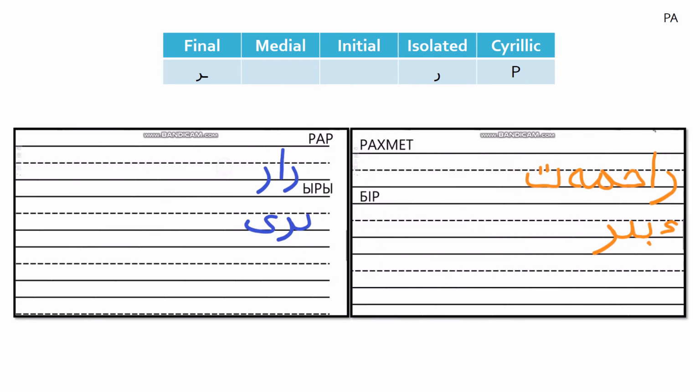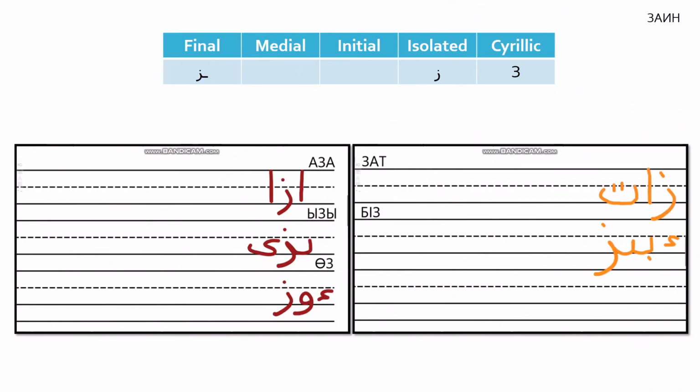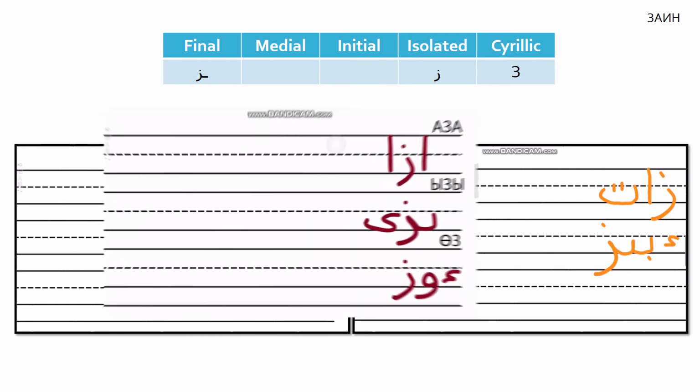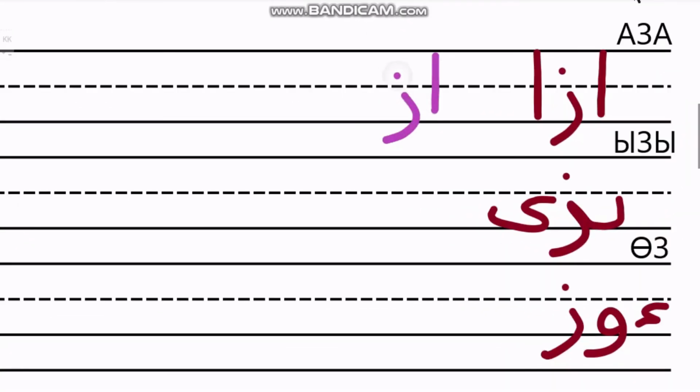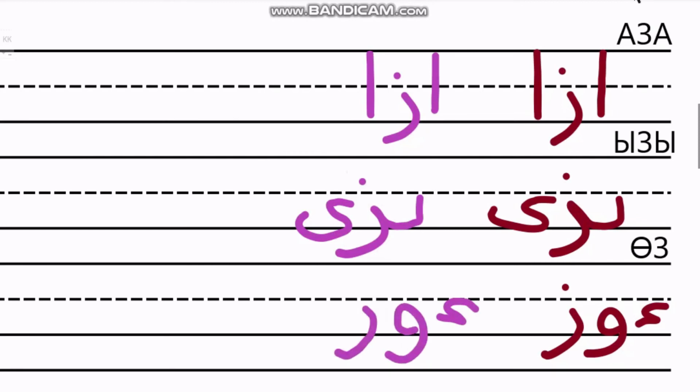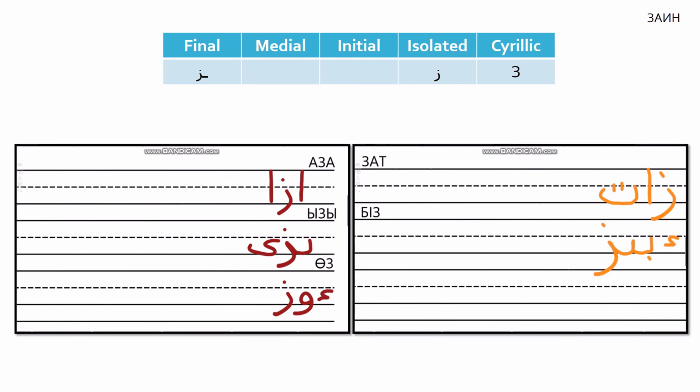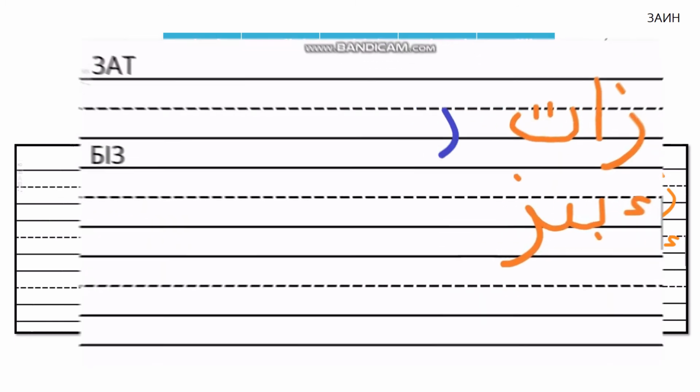This is our last consonant of the lesson, zayin, which corresponds to the Cyrillic z. This is essentially ra with a dot above. Let's see it in practice. Easy enough, right? Now let's try some real words.